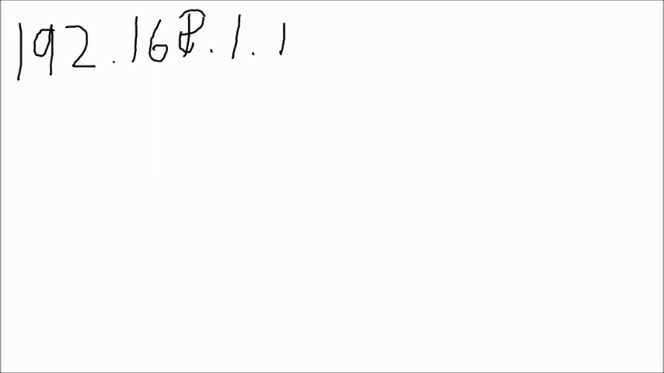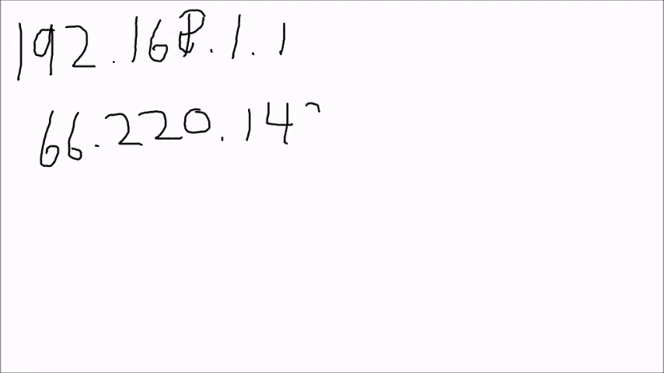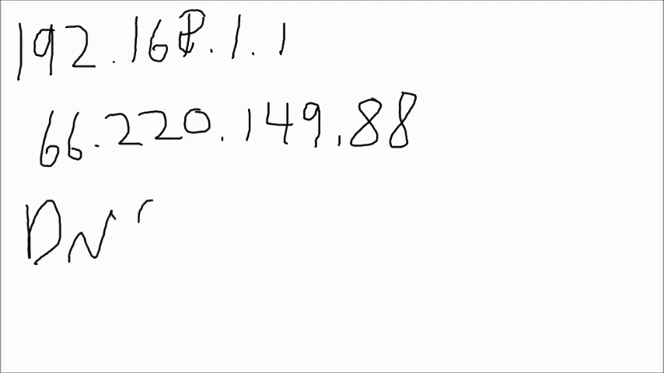Now, we did a little test here, and we did a little lookup, and we found out that Facebook.com is actually 66.220.149.88, and you could try and memorize that, but that would be pretty ridiculous, right? So instead, somebody came up with a system, and he called it the DNS system, and it stands for the Domain Name System. And what the Domain Name System does is it just puts a name with a number.